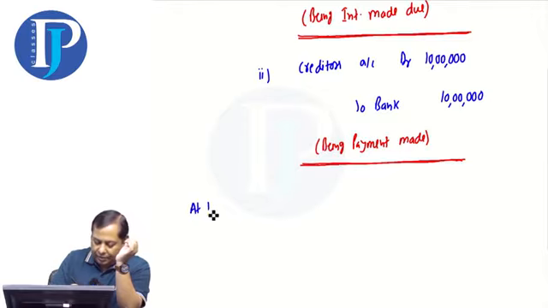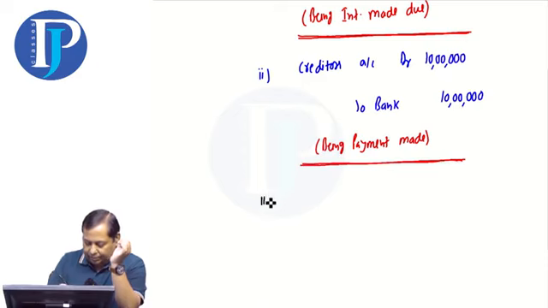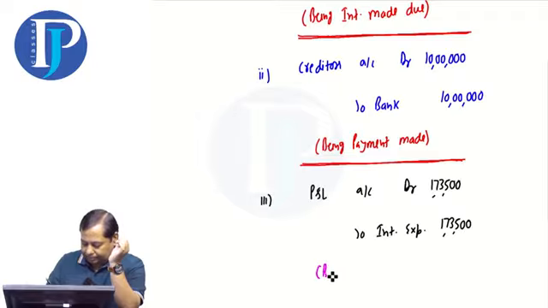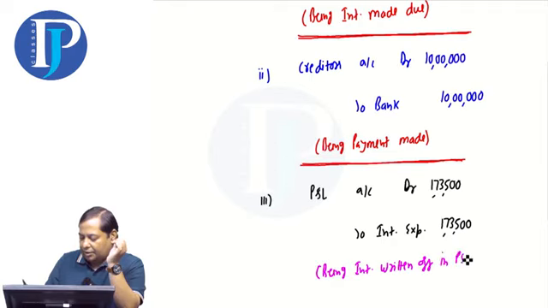Let's see. You can also pass one more entry if you want to show it: Profit and loss account debit to interest expense. You can show this entry. Being interest written off in profit and loss account.